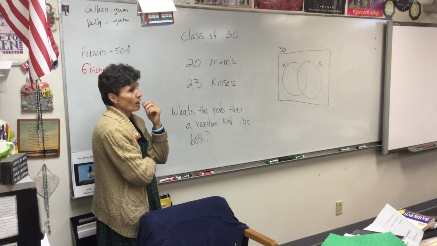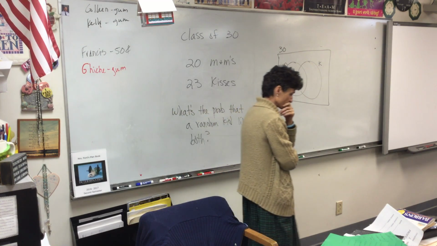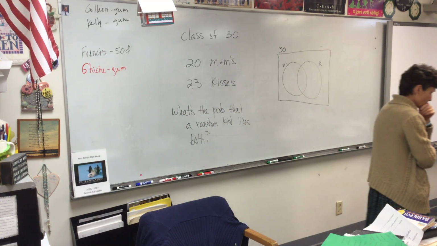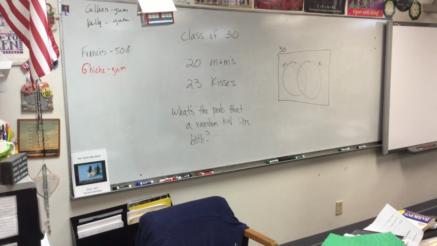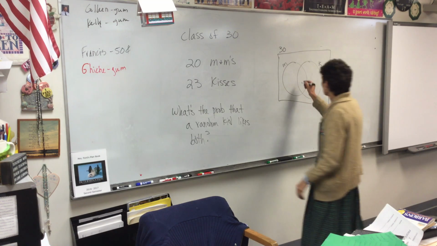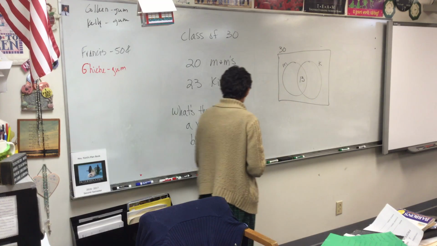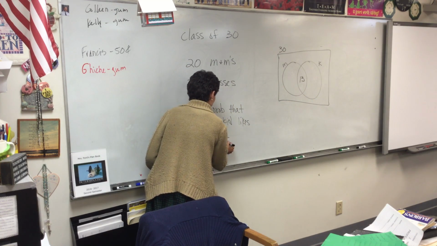At first glance, we have a huge problem. How many kids are in the room? 30. How many hands went up? 42. We got a problem. Too many hands went up. So what does that mean? What had to have happened? Some kids like both. Since everybody raised his hand, we don't have any people who don't like candy. Where's the overlap? How many kids were in the middle? 13. Absolutely. So the answer to the question is 13/30ths.